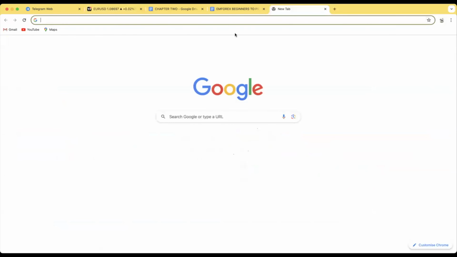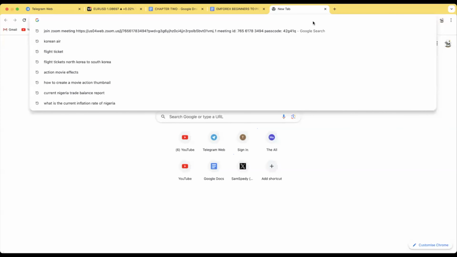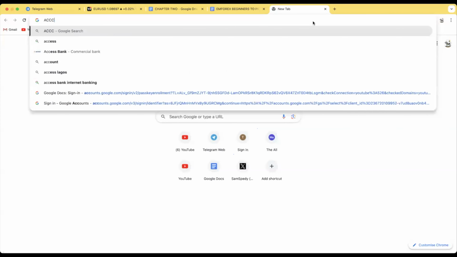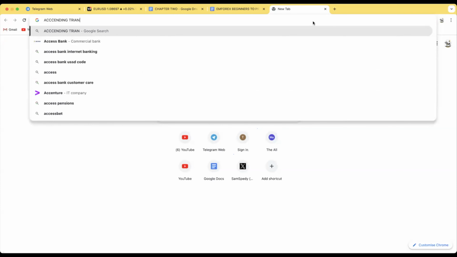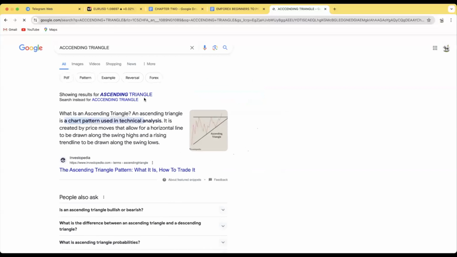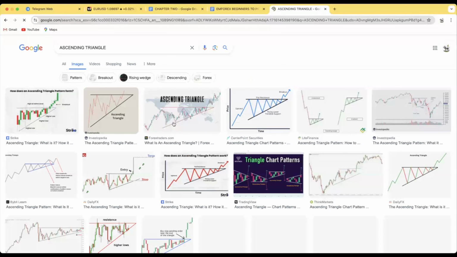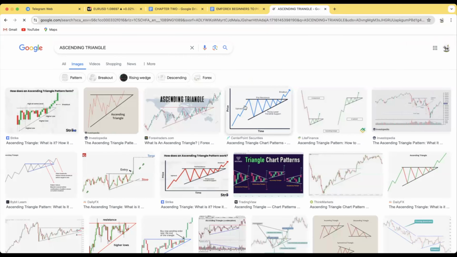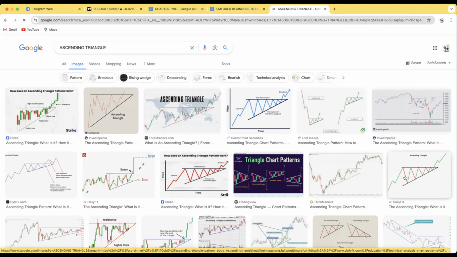But let's quickly use Google to check out the patterns. Ascending triangles. So this is the way it is, so you can familiarize yourself with it. Price can come from the top, range, and then have a breakout. Range, breakout. Range, breakout. This is what we are looking out for.